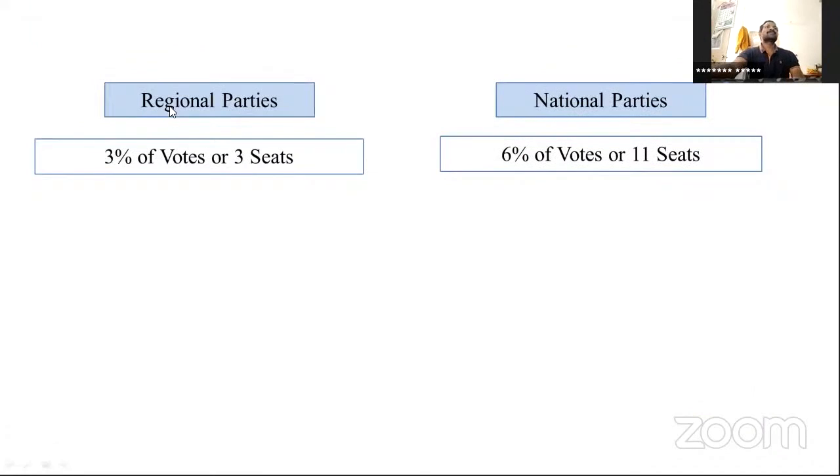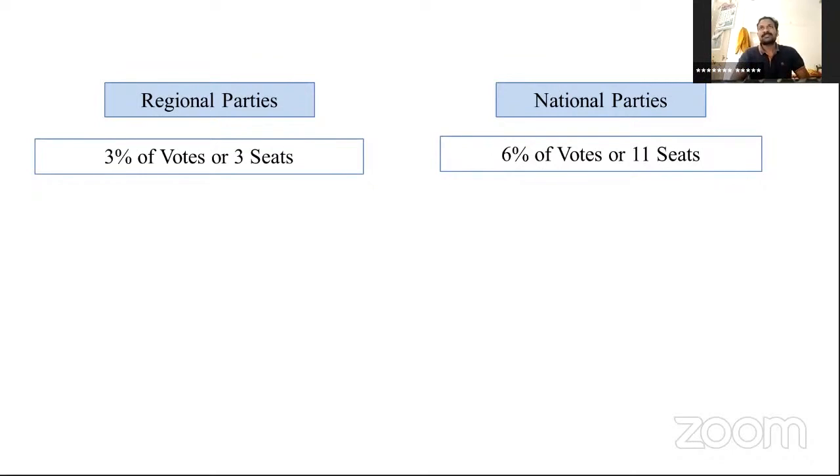Look at this slide. Regional parties. What is a regional party? How can we define a regional party? Look at this. In any state, for example, our Telangana state, if a party gets 3% of the polled votes, or wins 3 seats in the state assembly elections, that is a regional party.